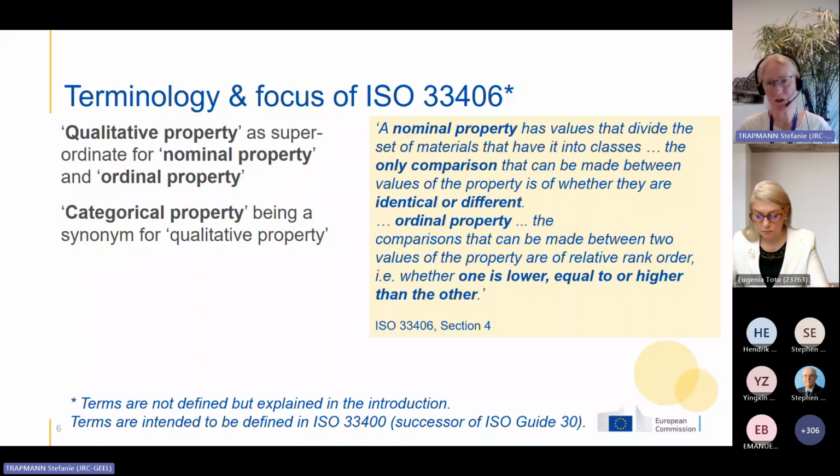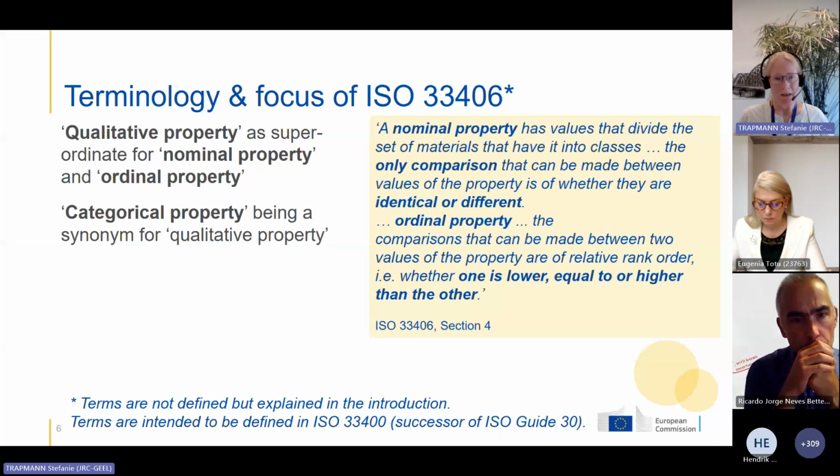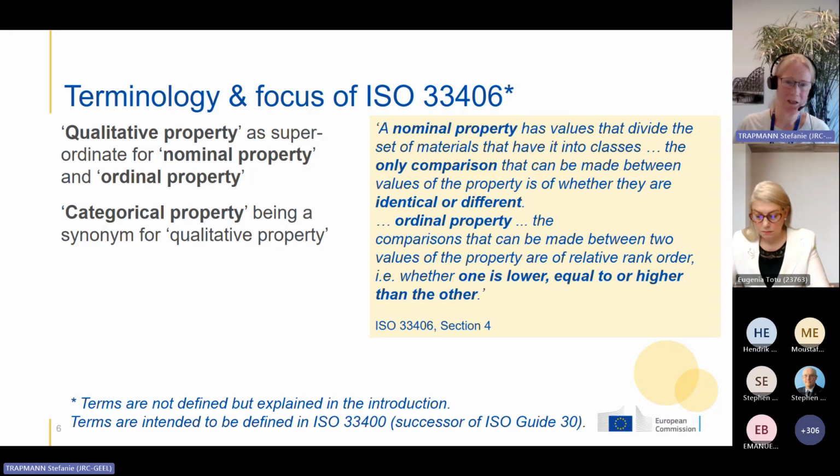Think of a fish reference material, for instance, which is certified for the qualitative property of being of a certain fish species. Then you can say, well, this is Pollachius pollachius, or it's different from the Pollachius virens, but you cannot say much more. Likewise, we have ordinal properties. They allow a little bit more of comparison because here you can say whether one is lower, equal, or higher, but you can only compare them to each other.